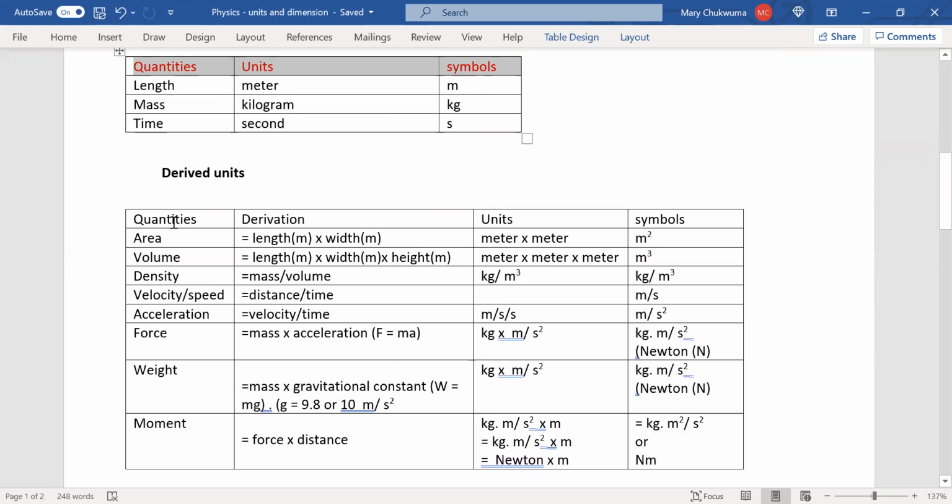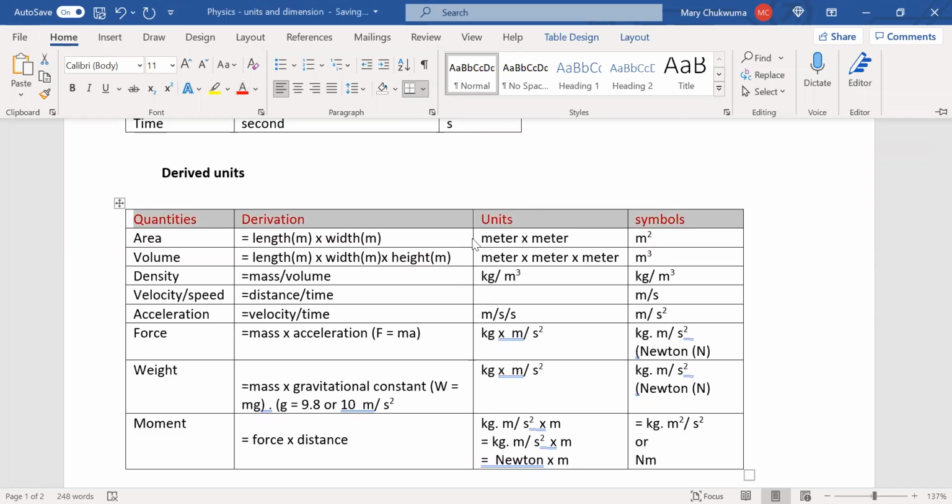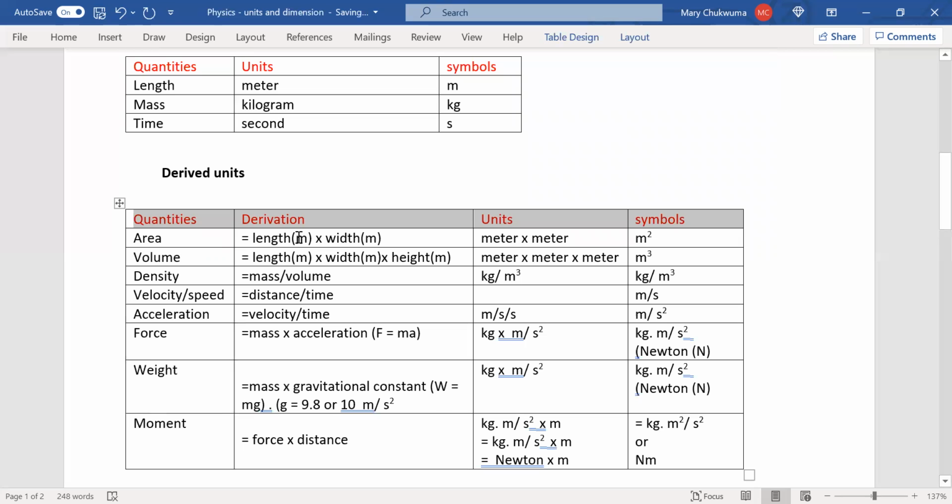So you have your quantities, the derivation of the unit, which is very important, and the units and the symbol. Okay, let's look at area. Area is length times width, and the length is measured in meter, width in meter. So you have meter times meter to give you meter square. So you have volume, which is length times width times height. That's where you get your meter cube.